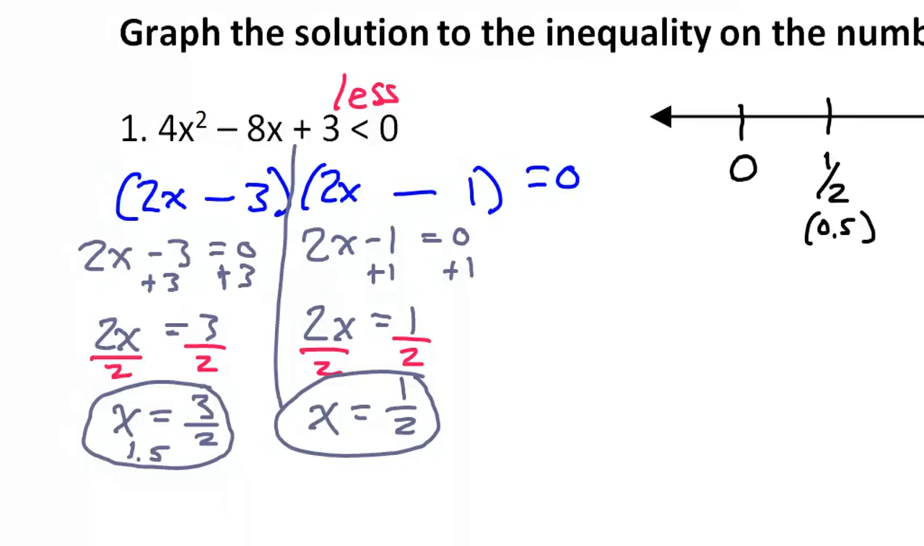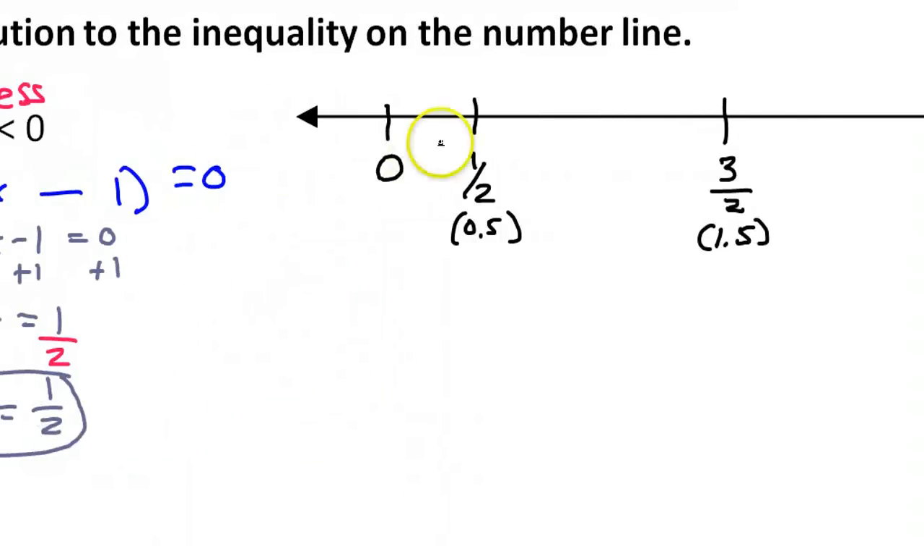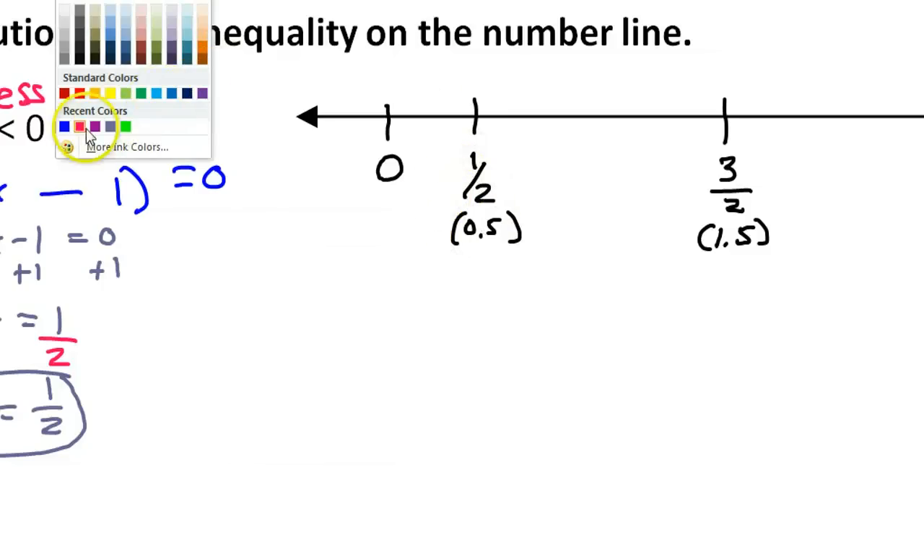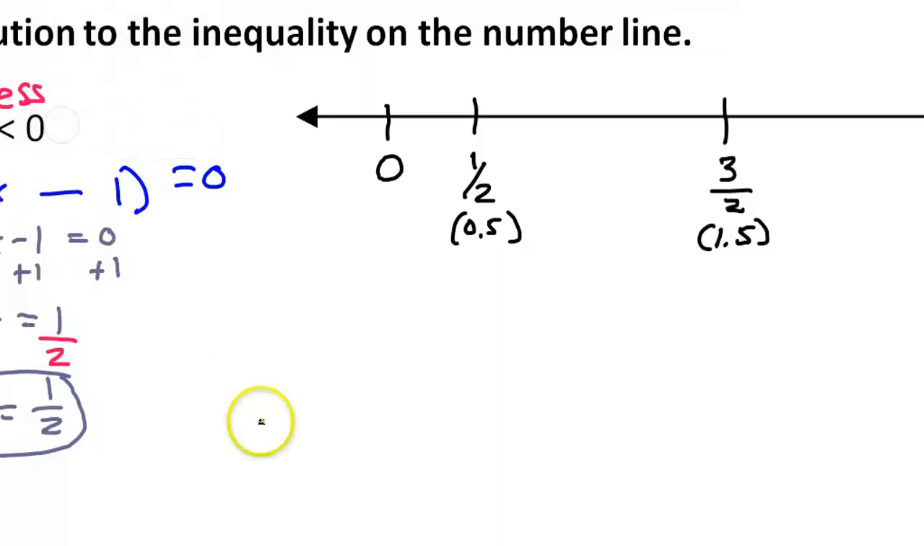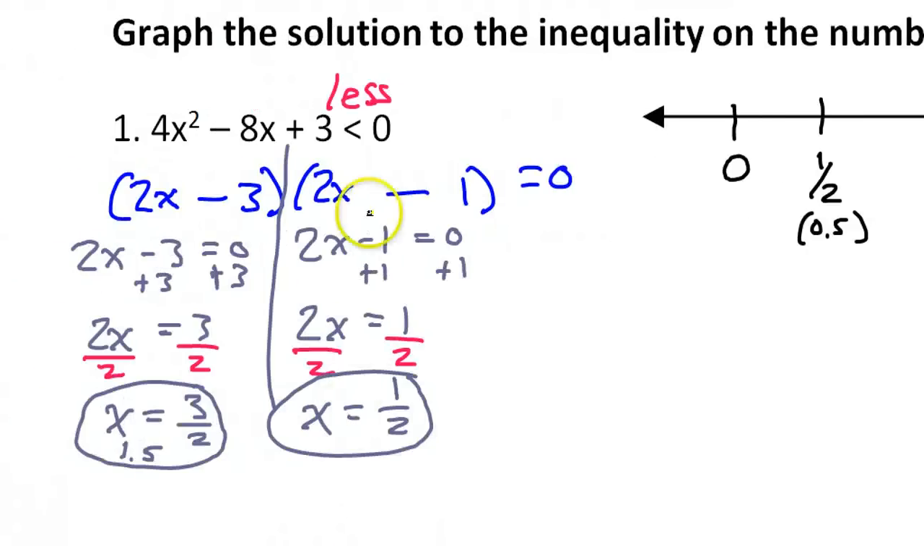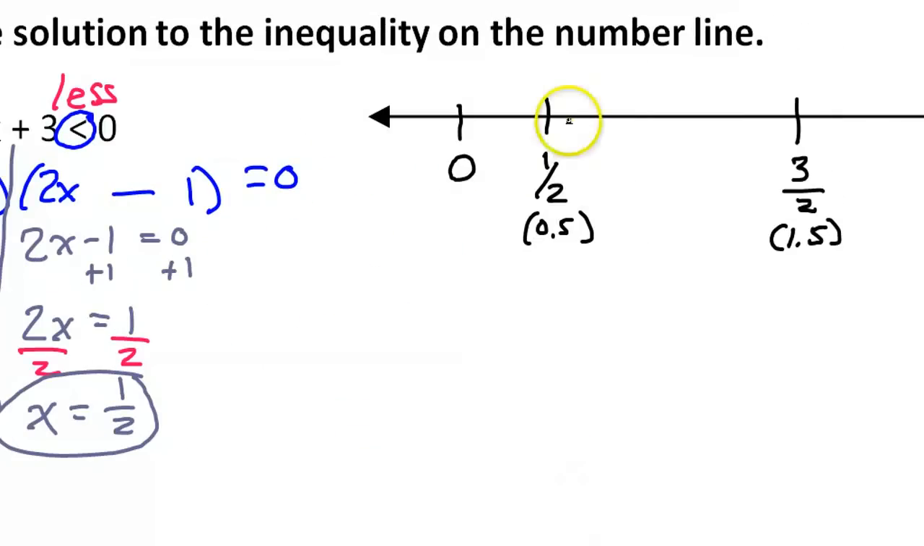Now, let's plot these as points. So we're either going to do open circles or we are going to do closed circles. Looking at this inequality symbol, am I going to plot these points as open circles or closed circles? These are going to be open circles, okay?